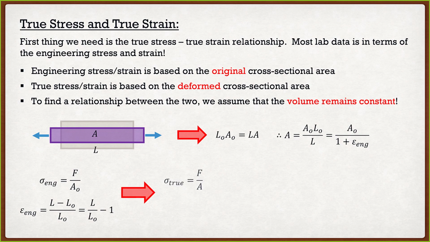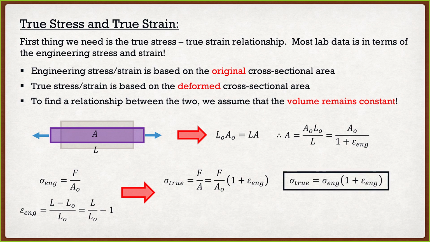So our true stress has a very similar formula, but instead of taking that original cross-sectional area A naught, we are now dividing by our new area A. But it's nice because if we look up above, we have a nice equation for our area. So we can write this as follows, where our true stress is equal to F divided by A naught, multiplied by 1 plus our engineering strain. Now, F divided by A naught is simply our engineering stress. So our true stress is equal to our engineering stress multiplied by 1 plus our engineering strain. Nice and simple.